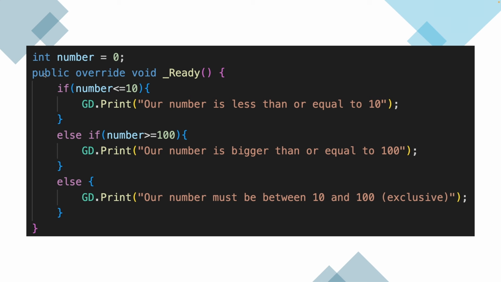Selection, that's the next programming construct. It's the fancy word for making a choice. So, we create a variable of a number, and then in our Ready function, we're first checking if the variable is less than or equal to 10, do one set of code. Otherwise, else if the number is bigger than or equal to 100, then we do this set of code. Otherwise, if both of those are not true, then we run this code.